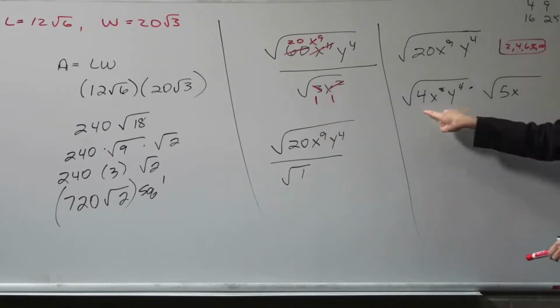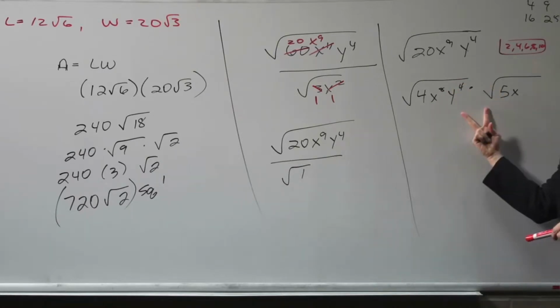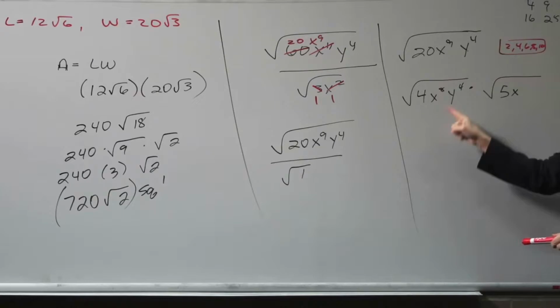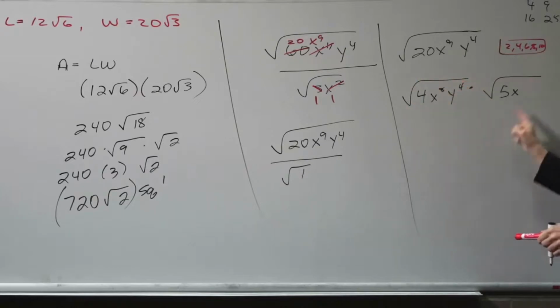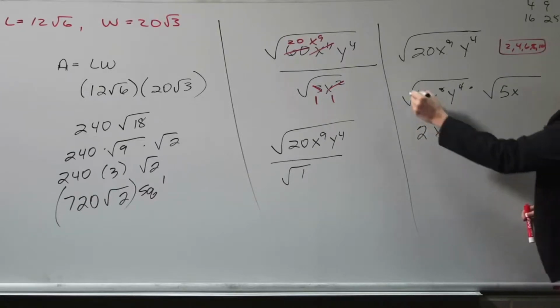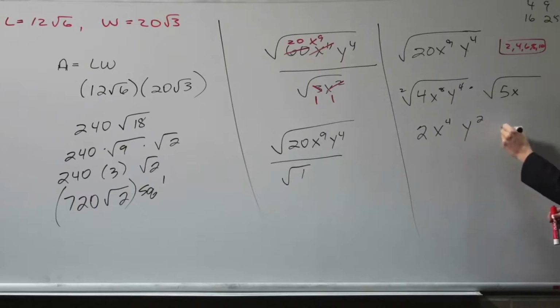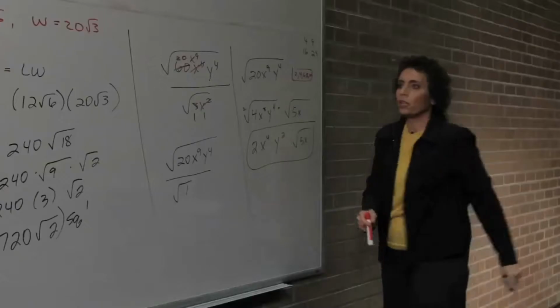So we have to take the square root of 4x to the 8th y to the 4th. We have to make sure this times this is this. We have to make sure all our perfect squares are here, and nothing here can be simplified, and that's what we have. Take this out of the house. We have 2x to the 4th. Remember how to do that: 8 divided by 2 is 4. Y squared, square root of 5x. We are done with that problem.